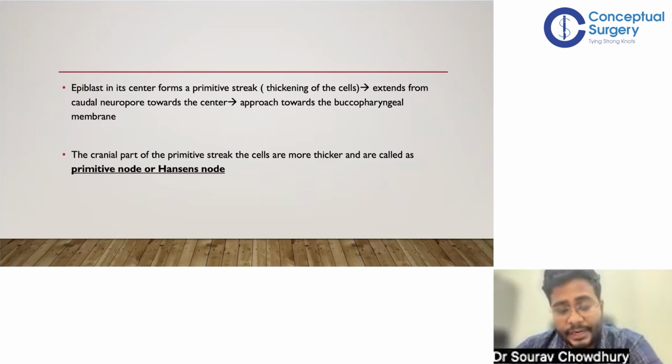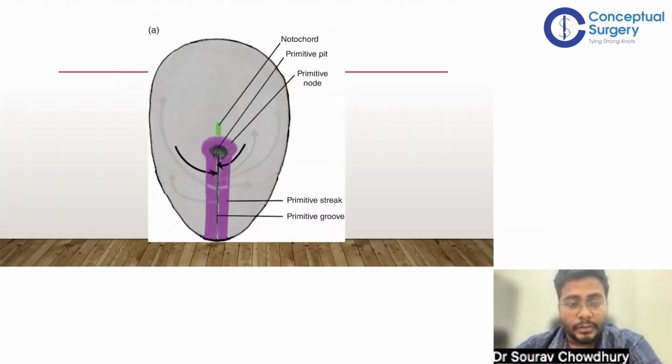As the primitive streak forms, the cranial part of it is thicker than the rest, and that is called the primitive node or Hensen's node. You can see the cranial part here. This is called the primitive node or Hensen's node. Inside the Hensen's node, there is a furrow or a pit, which is called the primitive pit. So what is the significance of this primitive pit?